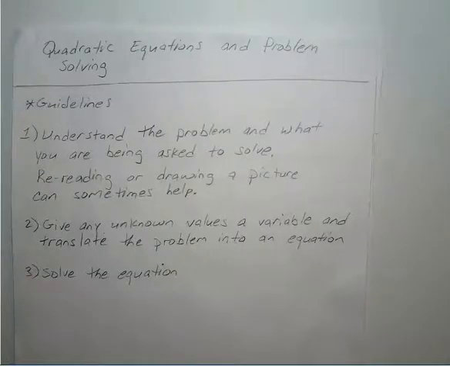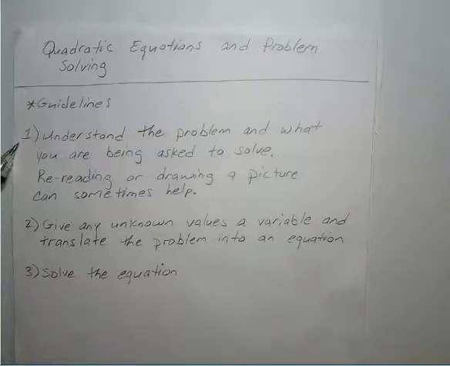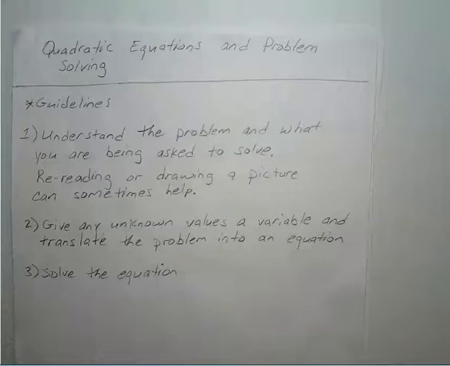Okay, so first, these are the guidelines or steps that I like to follow. Your first step is you want to understand the problem and what you're being asked to solve. A lot of times you can find out what you want to solve for in the last sentence. So try rereading or drawing a picture or a diagram. That sometimes can help. Your second step, give any unknown values a variable and translate the problem into an equation, and then you want to solve the equation.